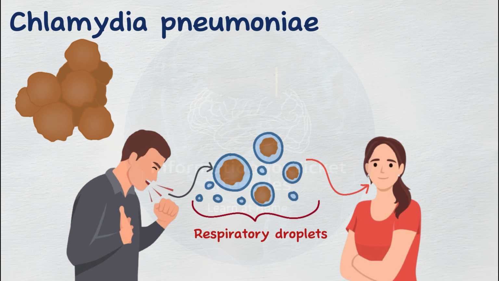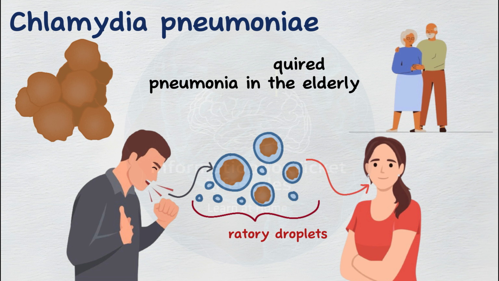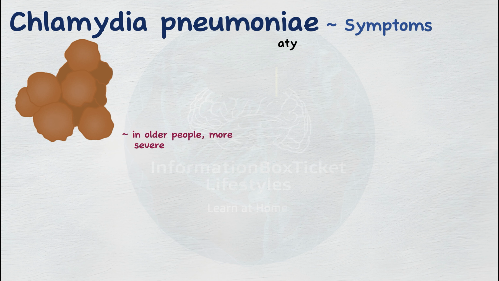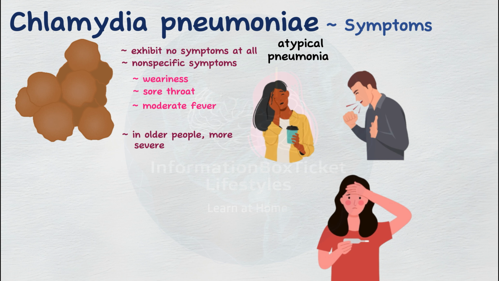It's also one of the main causes of community-acquired pneumonia in the elderly, and the chance of contracting the illness rises with age. The term atypical pneumonia refers to the fact that people infected with Chlamydia pneumoniae frequently exhibit no symptoms at all, or may exhibit nonspecific symptoms such as weariness, sore throat, moderate fever, and dry hacking cough. In addition, the patient might not feel particularly ill.